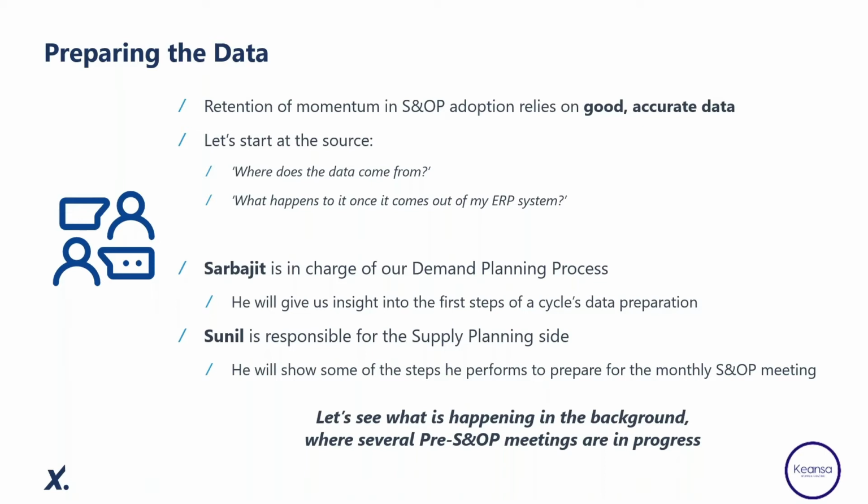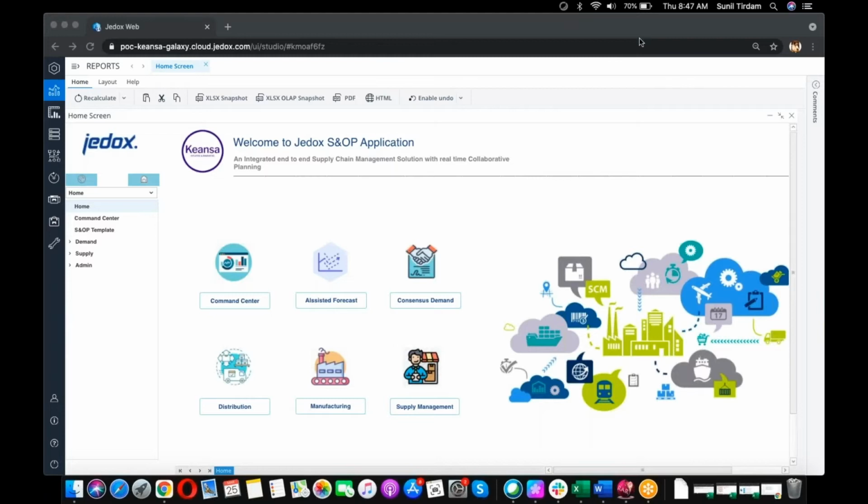So Sarbajit is now today going to be in charge of our demand planning process in our fictitious company here. He's going to give us an insight into how he comes up with that forecast, how he comes up with that initial demand plan. Following Sarbajit's introduction of that piece of data, we're going to hear from Sunil, who is responsible today for the supply planning side. So he's going to show what he does, the steps that he performs to prepare for the monthly S&OP meeting that we're going to have in our scenarios. So Sarbajit, can you please start with our demand planning process?